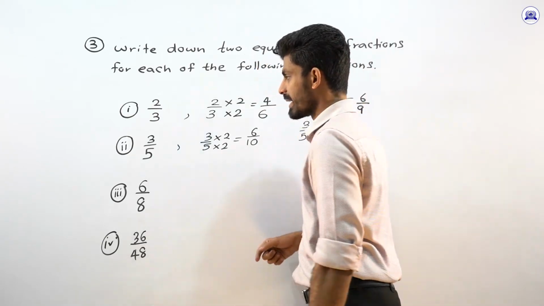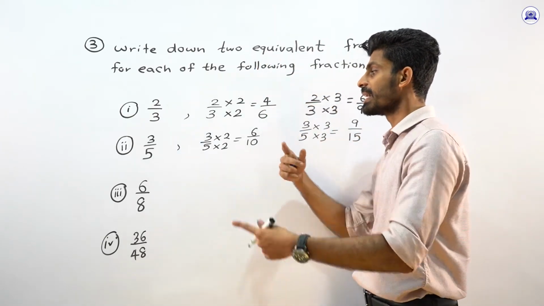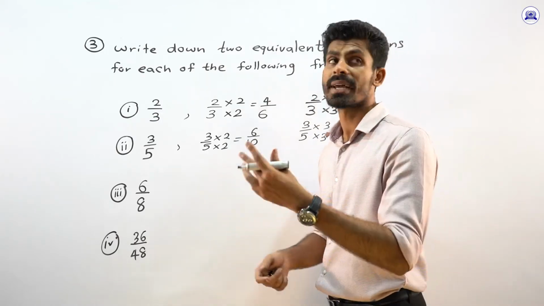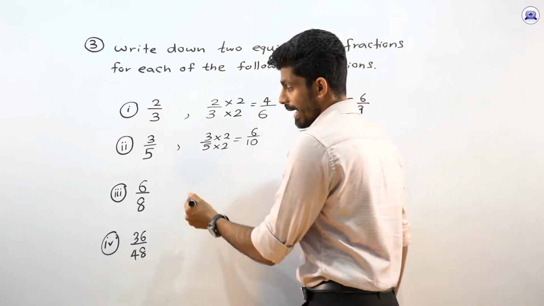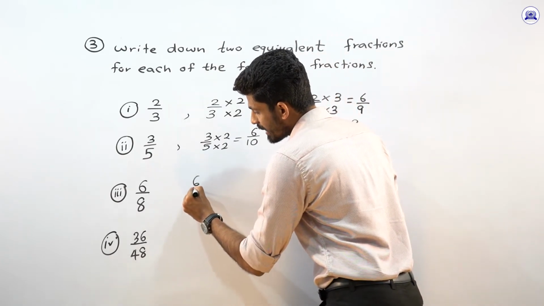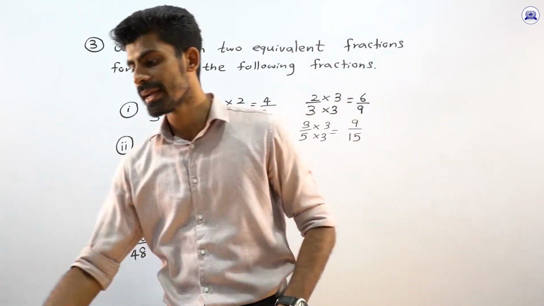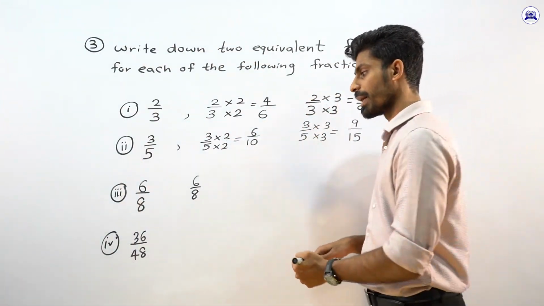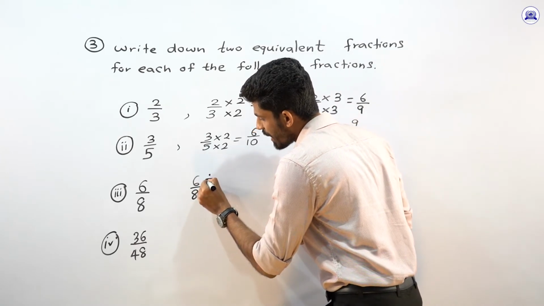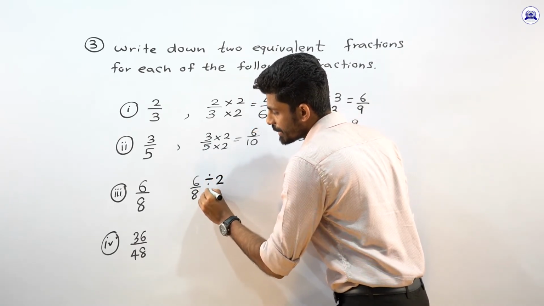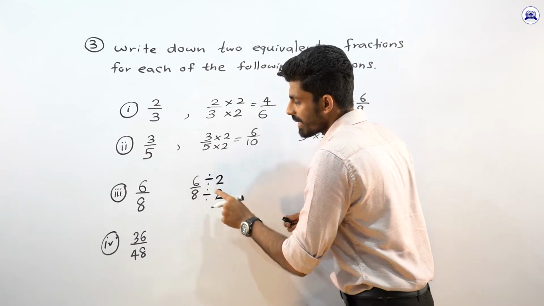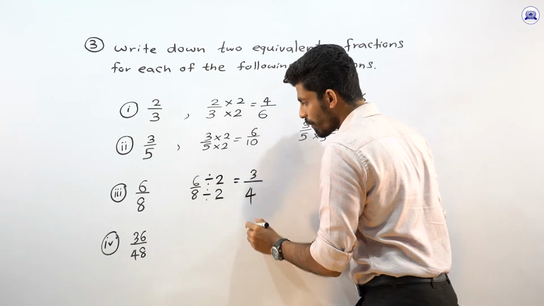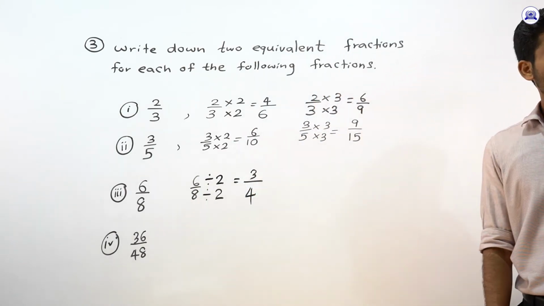6 over 8. Not only multiplying, Lamai, but also dividing, you can create equivalent fractions. I'm just taking 6 over 8. You know the value, 6 over 8. I'm going to divide the numerator by 2, the denominator also divide by 2. 6 divided by 2, 3. 8 divided by 2, 4.